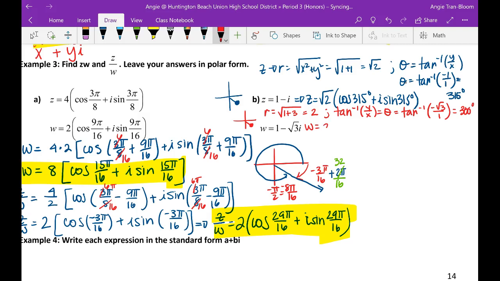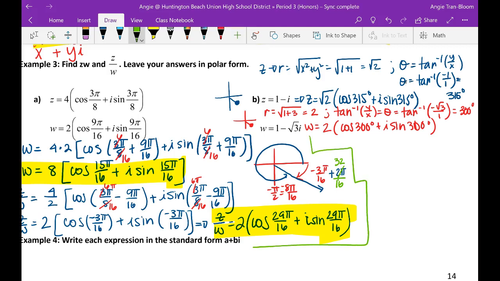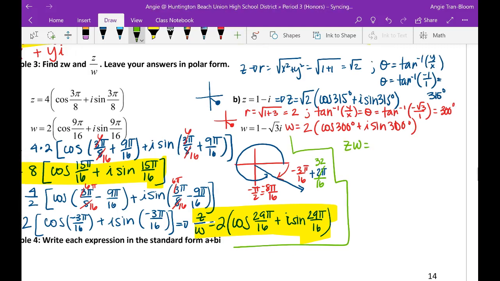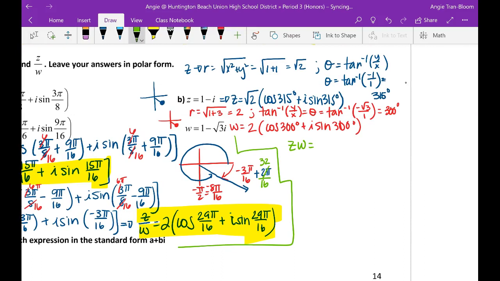So W equals 2 times cosine of 300 degrees plus i sine of 300 degrees. That's just what Z and W converted to. Now I will attempt to find the multiplication of Z times W. To do that, I will multiply the radii. Radii is really the correct term. So radical 2 times 2 is 2 radical 2. In multiplication, I will add my angles. So cosine of 315 plus 300, and plus i sine of 315 plus 300.